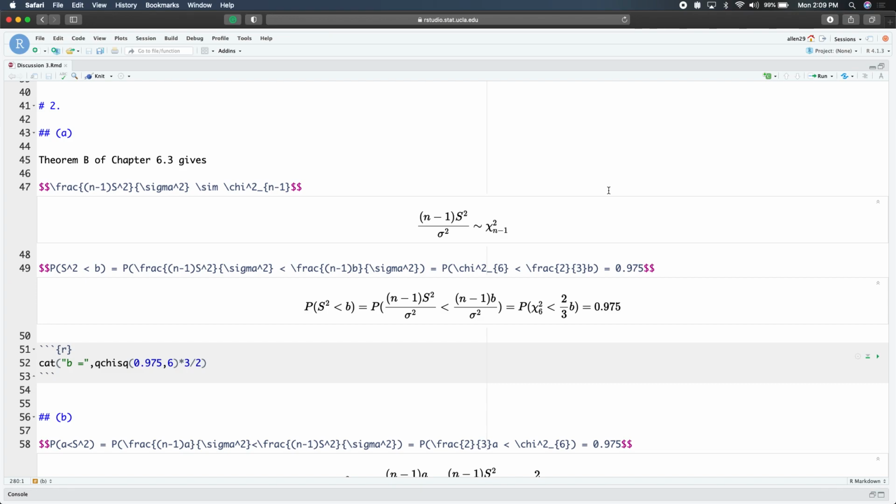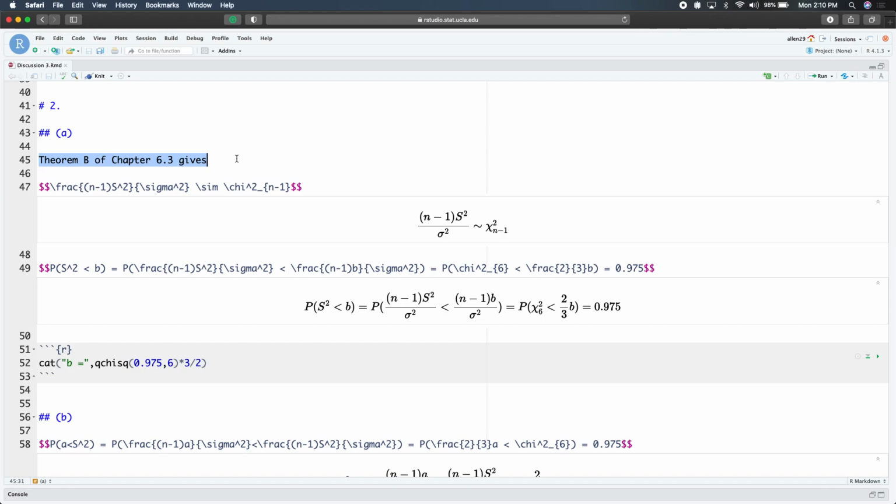Then for question 2, we are asked to calculate... I believe the question is some random variable, and the quantity of interest is that the sample variance is less than a constant b, and we are trying to find the value b for 0.975. One property, Theorem B from chapter 6.3, is that n-1 multiplied by the sample variance over sigma square follows a chi-square distribution with n-1 degrees of freedom.